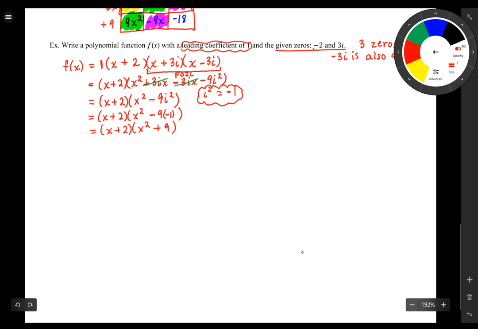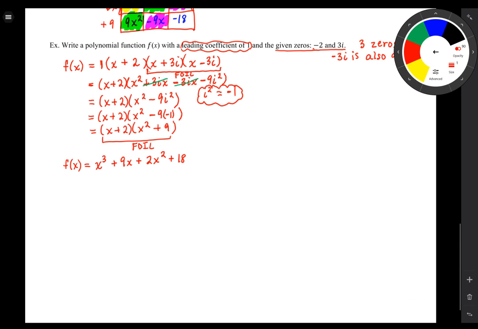And now you can use FOIL again. Remember, you could make a box for it. It's totally up to you. But you can use FOIL for something where there's 2 terms times 2 terms. You could do a 2 by 2 box, but there's no point when you can use FOIL and it's quicker. So f of x equals x times x squared is x to the third. Your outers is positive 9x. Inners is 2x squared. And last is 2 times 9.